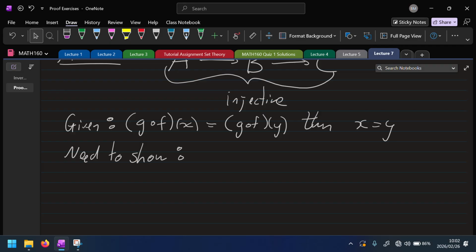If f of x is equal to f of y, then x equals y. Perfect. That's what we want to show. So we should end up with this as our last line. If we end up with this as the last line, then we're good. So let's check, right? We want to check that f is injective. So let's start with that.